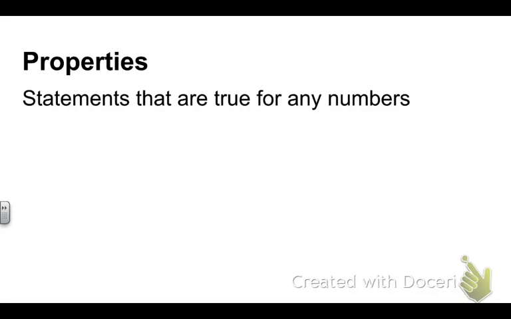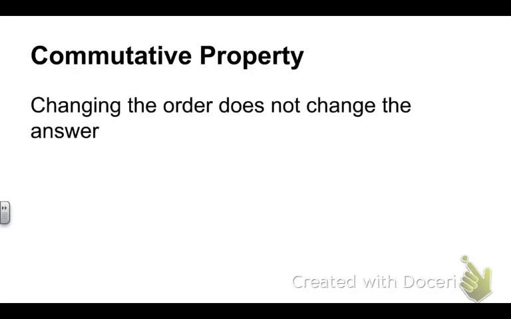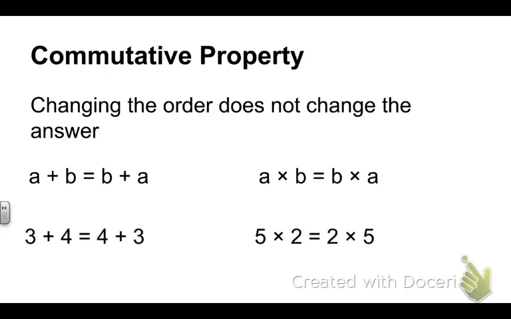The commutative property shows that changing the order does not change the answer. So, for example, a plus b is the same as b plus a, and a times b is the same as b times a. So, for example, 3 plus 4, 4 plus 3, doesn't matter how you say it or write it, your answer is going to be 7. Same thing with 5 times 2, 2 times 5, either way, your answer is 10.